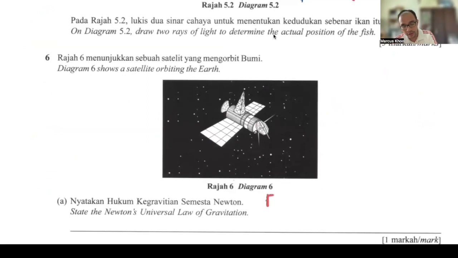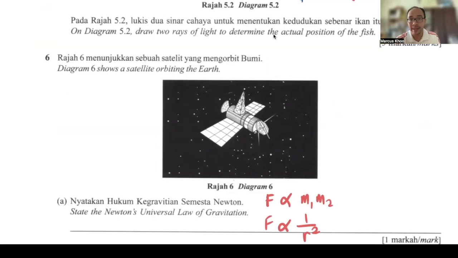Okay, the gravitational force between two objects is directly proportional to the product of the masses, and it's inversely proportional to the square of the distance between both objects. It's a very, very long law, but it is directly proportional to something and inversely proportional to something else. So this is what I mean when I say that in paper 2, especially, you can only use directly or inversely proportional when you're talking about a law.